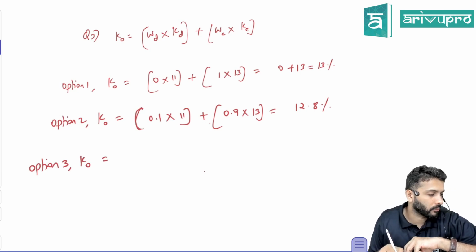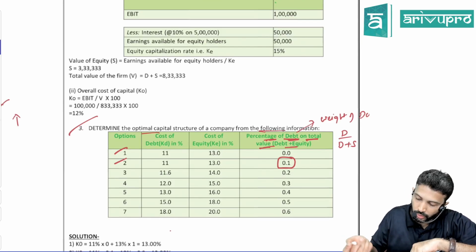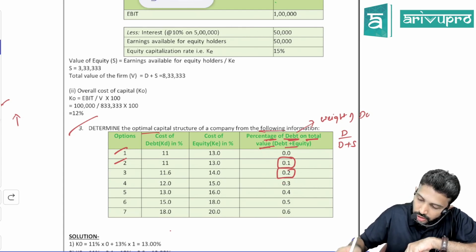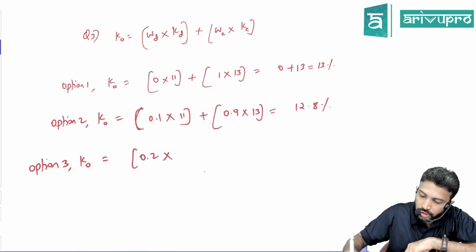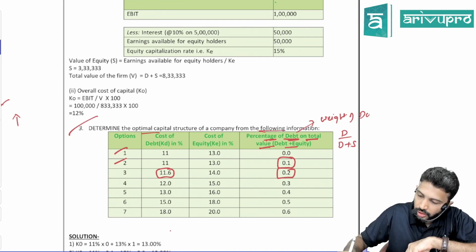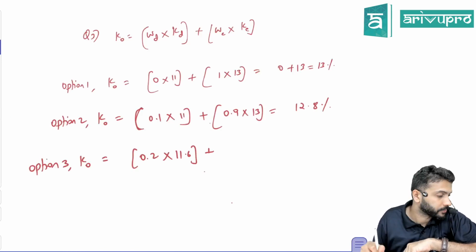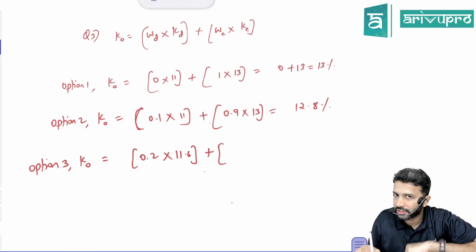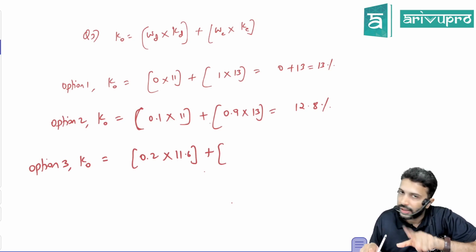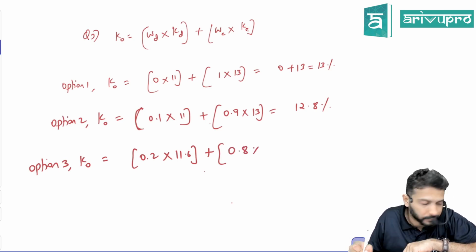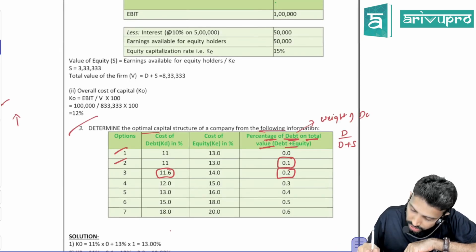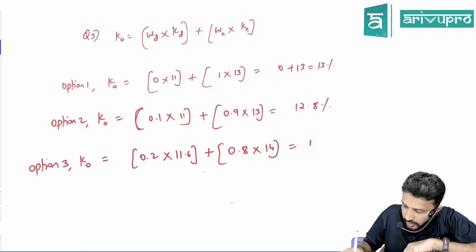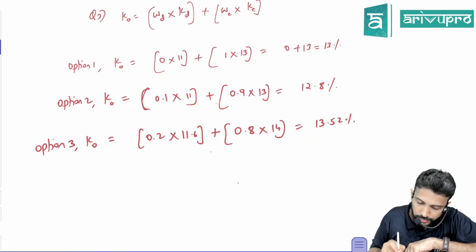Option 3, overall cost of capital. Weight of debt is 0.2. What is the cost of debt in the third option? Cost of debt is 11.6. Sir, if the weightage of debt is 0.2 or 20%, the weightage of equity will be 80% or 0.8. And what is the cost of equity under the third option? 14%. Okay, how much is this? 13.52%.